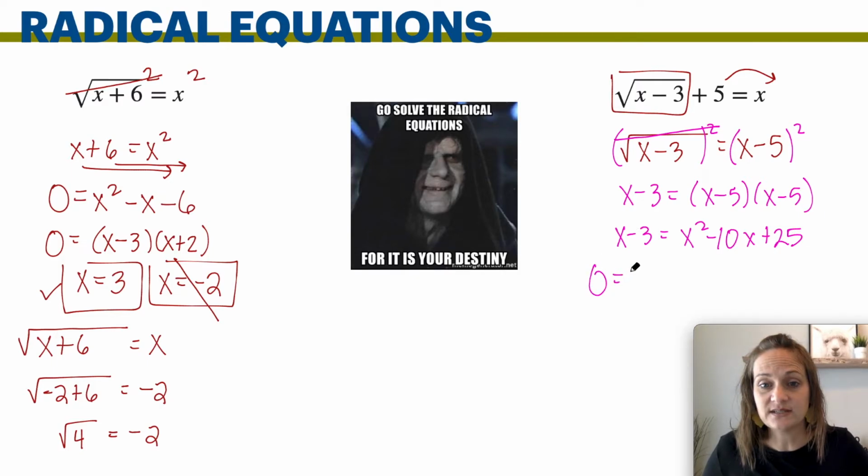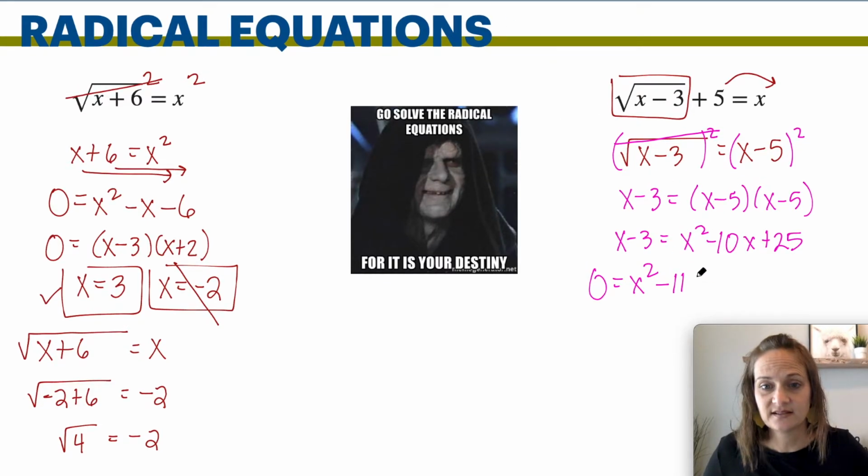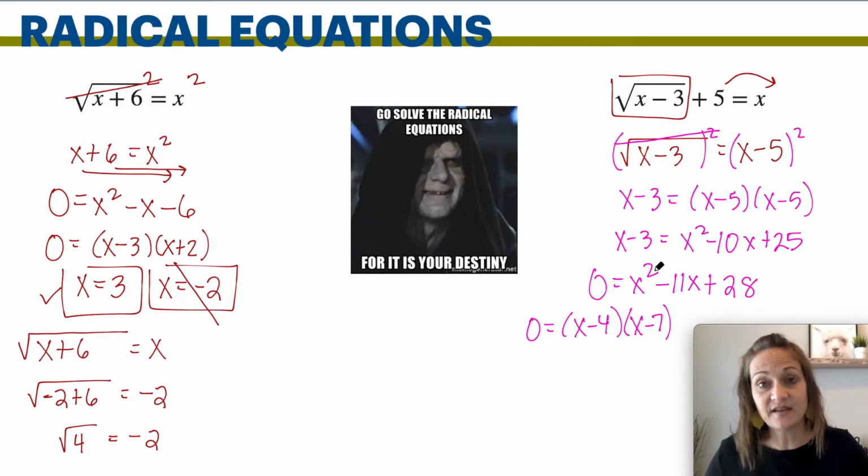Now set it equal to 0. When you subtract x, you will get a negative 11x. And when you add 3, you will get 28. This becomes x minus 4, x minus 7, because they multiply to give you 28 and add to give you negative 11. And so therefore x equals 4 and x equals 7.